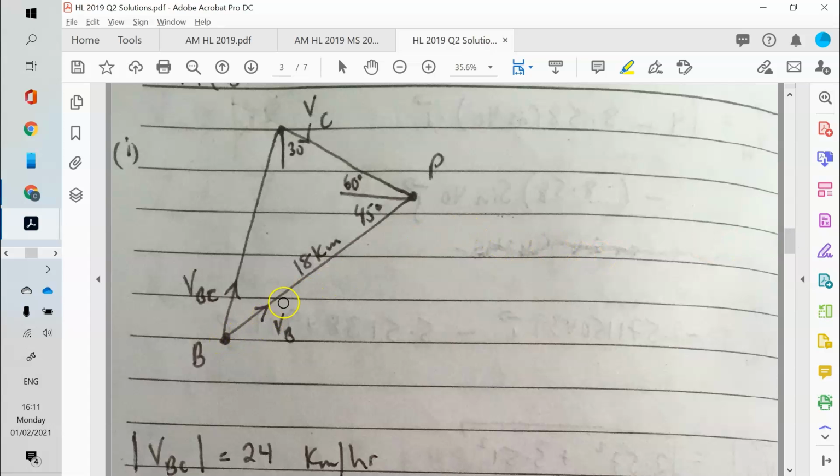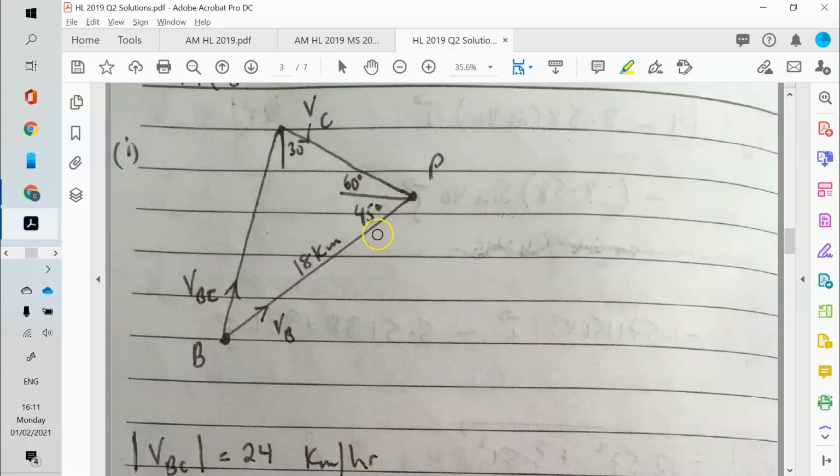So the fastest way to get to P is actually to go directly. So your actual velocity of the boat should go direct from B to P, which means that we want our relative velocity of our boat relative to the current to head off in some other direction where the current is going to pull it back towards P.